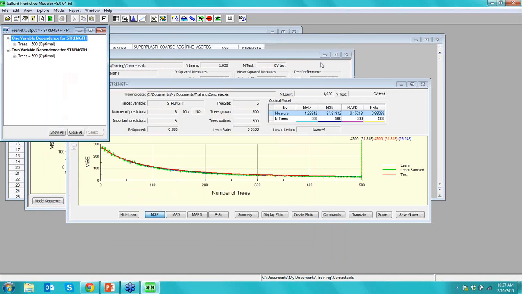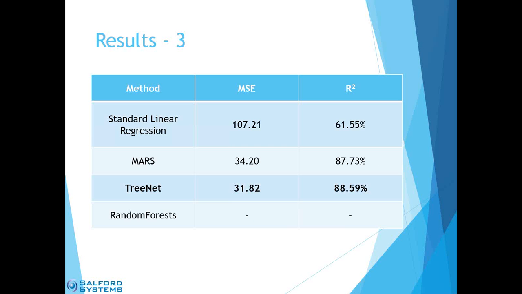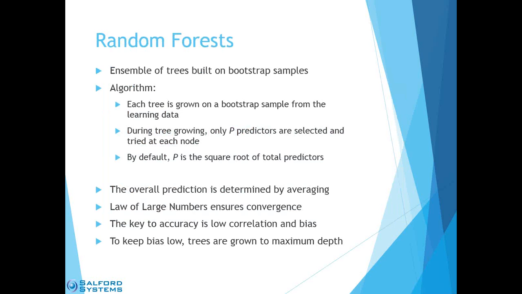Okay, so we have one solution left to look at, and that's random forest. Okay, so random forest is an ensemble of trees, just as TreeNet is, but it is built on a bootstrap sample instead. So what bootstrap sampling is, say you have a bag of all of your data. So we have all 1,000 or so records in a bag, and we want to build a model. What we do is we pick out a record from the bag, write it down, and we put it back in the bag. So this is sampling with replacement.